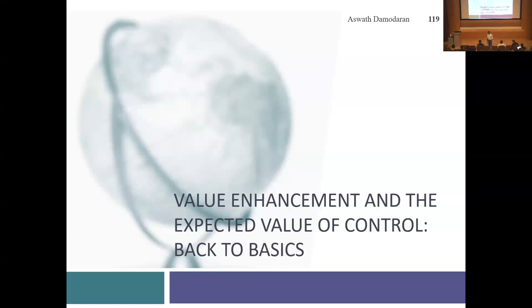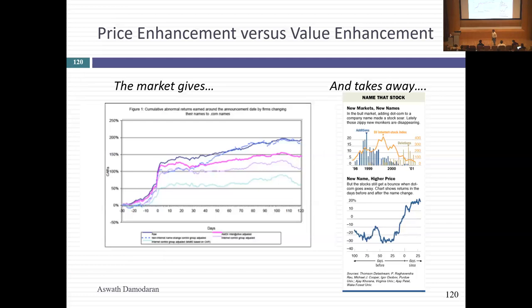Let's talk about changing value. We talked about value enhancement versus price enhancement. I'm going to show you two of my favorite studies of all time. Kind of fun studies. First was done in the late 90s. And it looked, I think, at 64 companies that changed their name. And they changed their name in a very specific way. What was happening in the late 90s? The dot-com boom. You know how these companies changed their name? They added dot-com to their names.